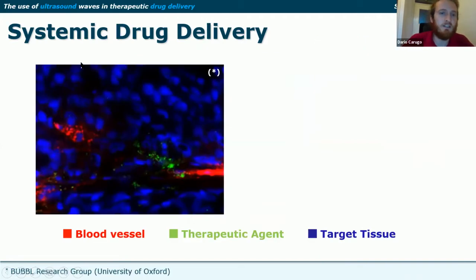In fact, if we look at this microscopic image of a biological tissue, what you can see is that the therapeutic agent, which is labeled in green, is confined to the proximity of the blood vessels, the capillaries, which are labeled in red. The target tissue here, most of it, is unaffected by the drug. So that means that the drug is really confined to the proximity of the blood vessel. It's not penetrating efficiently throughout the target tissue that we want to treat.